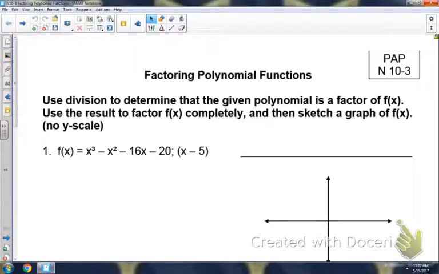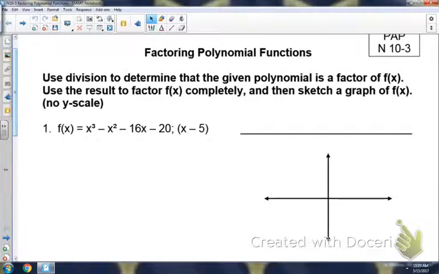Okay, so in notes 10.3, we're going to be factoring polynomial functions, but we're also going to be graphing. We're going to use division starting out. We're given a factor, and we're going to divide it using either synthetic or long division. And then you can factor that answer. From there, once it's factored, then we can start graphing it like we did on 10.1. I'm just going to use long division on the first one, and then I'll use synthetic on the second one. So it doesn't really matter.